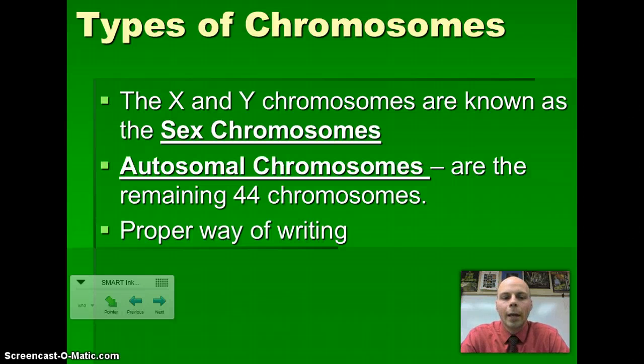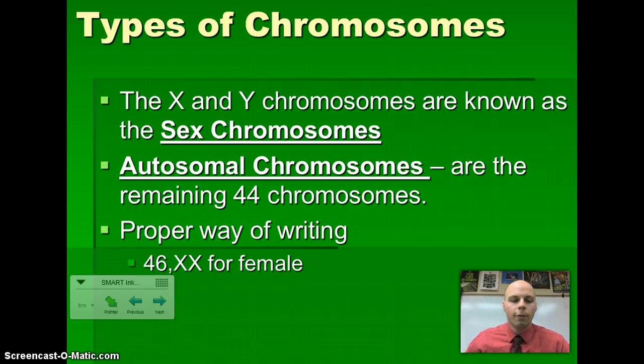The proper way that we write the sequence for an individual is showing that there are 46 total chromosomes, and so this is with humans, and then XX represents that it is a female. With males, 46, again saying the same number of chromosomes, but now an XY, and that tells us that it is a male individual with 46 chromosomes. Eventually we're going to talk about some disorders that change the number of chromosomes that an individual has, and so that's why it's important to have the 46, then the X and the Y to show that it's male.